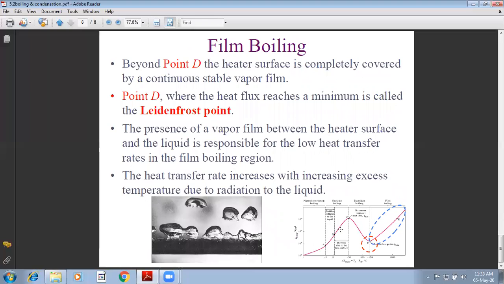Once we reach the lowest heat flux point, which is Leidenfrost point, after that there will be a radiation mode of heat transfer which will increase the heat flux from minimum value back to the higher value.